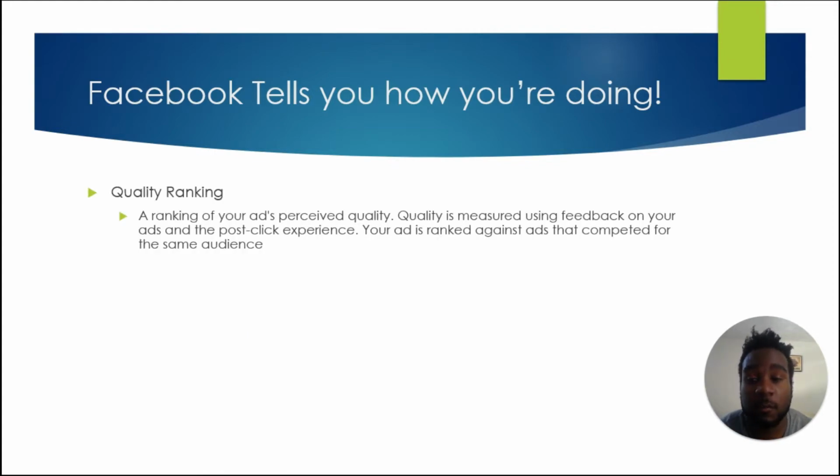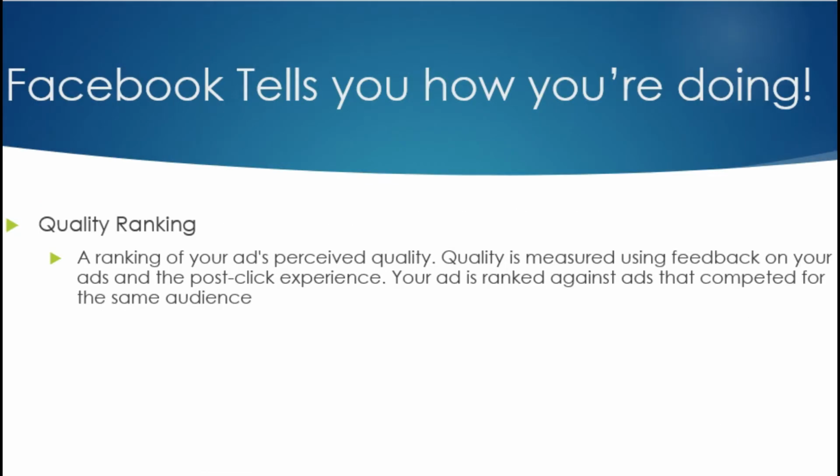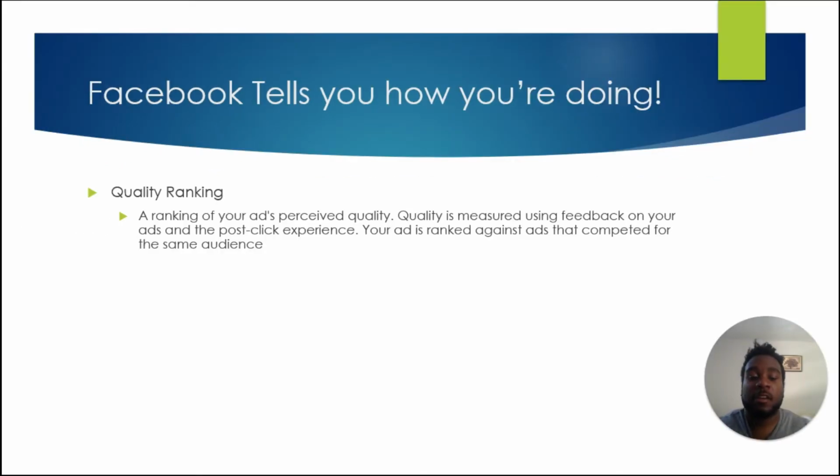So the first thing is quality ranking, which is a ranking of your ad's perceived quality. Quality is measured using feedback on your ads and post-click experience. Your ad is ranked against ads that competed for the same audience. So these are Facebook's exact words, by the way.